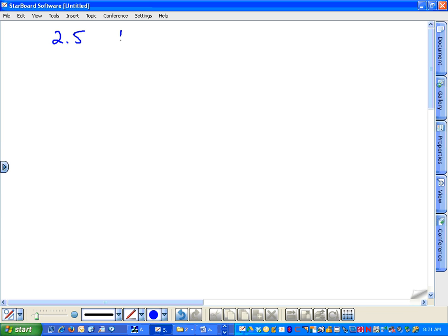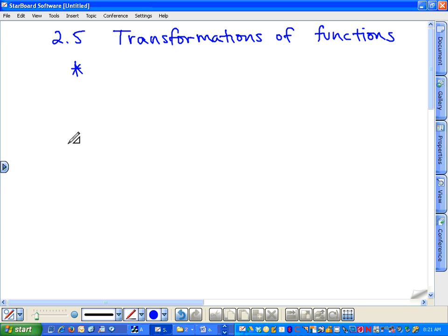This was a big one, you guys. Transformations. Transformations of functions. The main point of this is to graph. There's going to be a lot of graphing in this section.